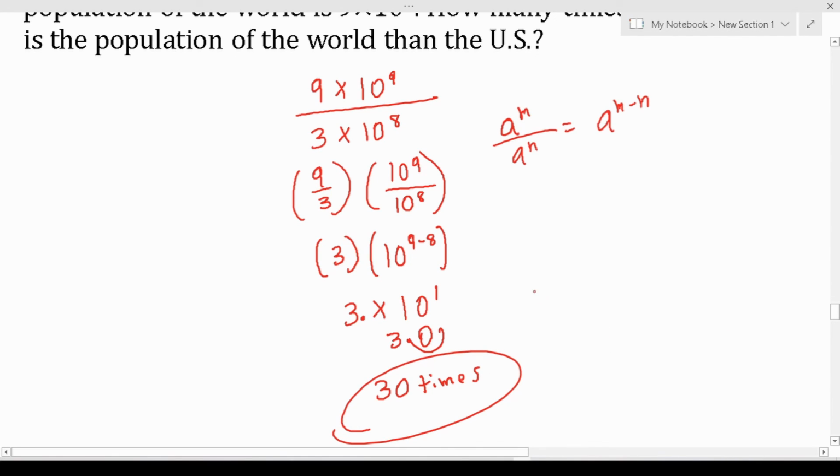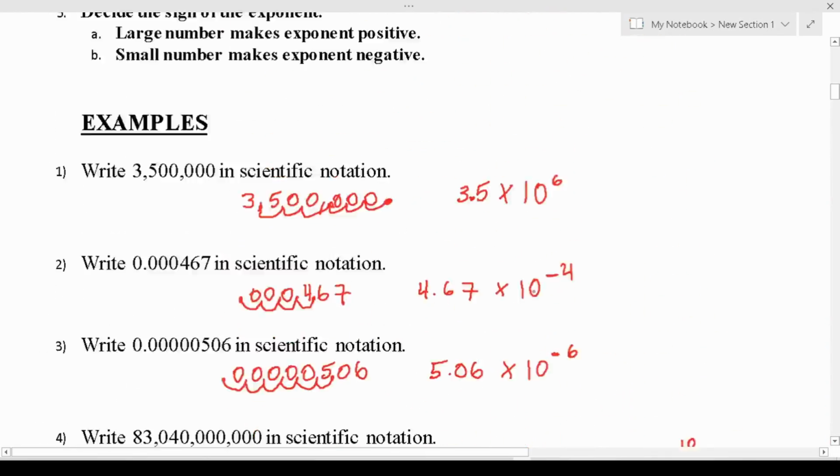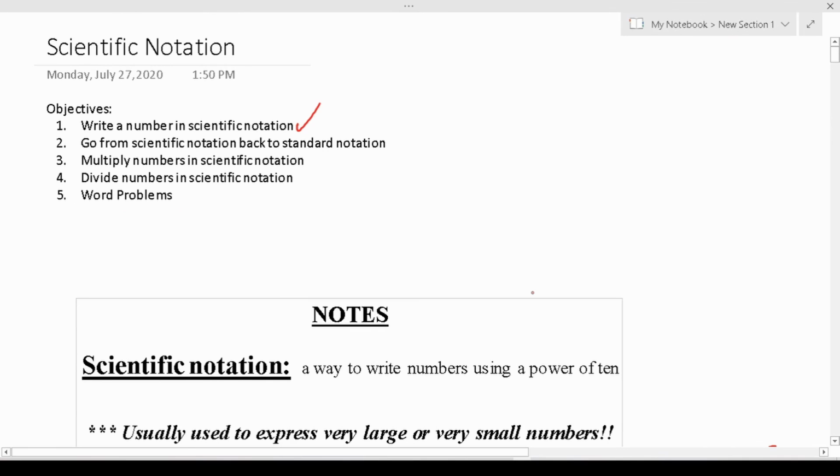All right, so that's it for today's video. Admittedly, we covered quite a bit of ground. Again, just to recap, we learned how to write a number in scientific notation. We learned how to go from scientific notation back to standard notation. We briefly looked at the process to multiply and divide numbers that are given in scientific notation. And we took a look at a few examples of some word problems involving scientific notation.